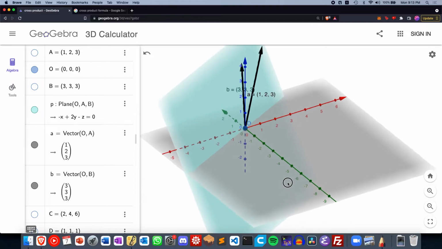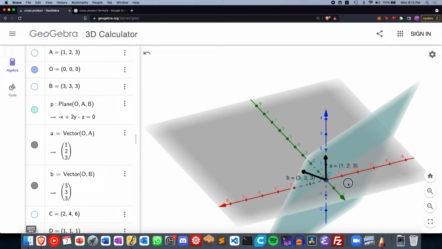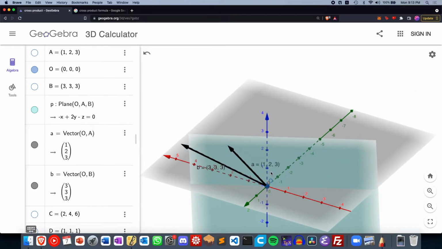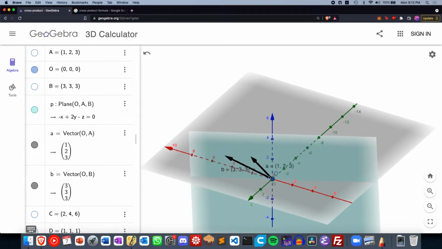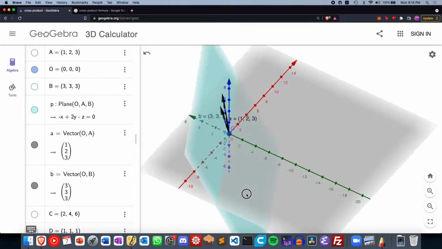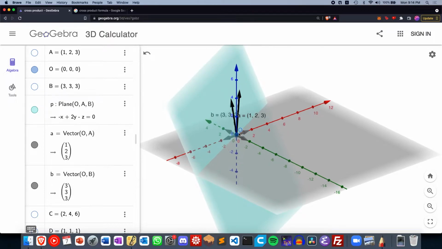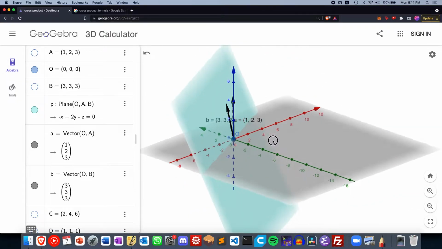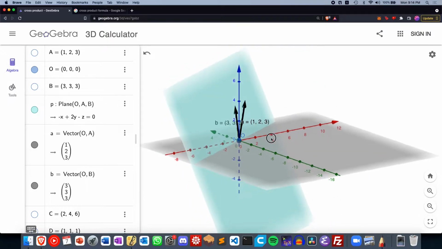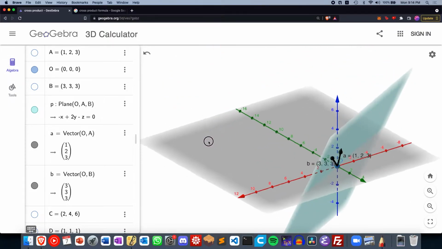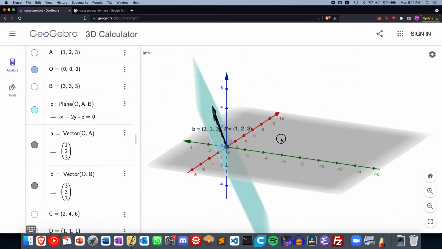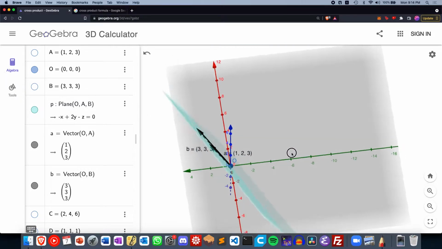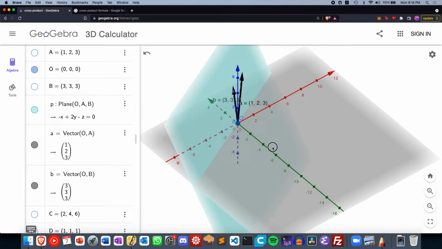So if I have the vectors 1, 2, 3 and 3, 3, 3, what I mean by the plane that's spanned by them is that if you look at the two vectors and you think of a two-dimensional plane that's passing through both of them, that is the plane that they span. So if you look around, you can see that both vectors lie on the plane.